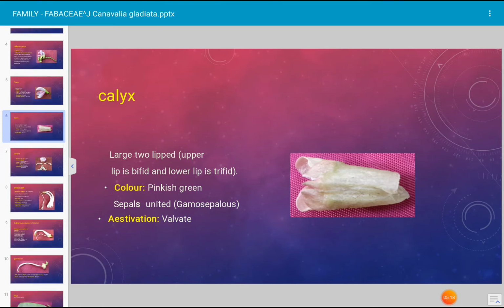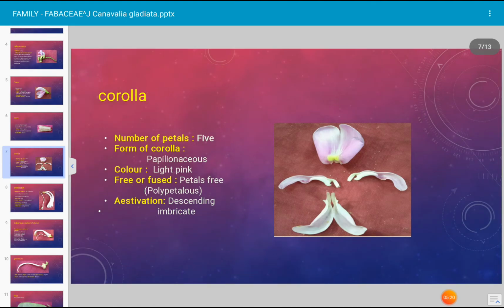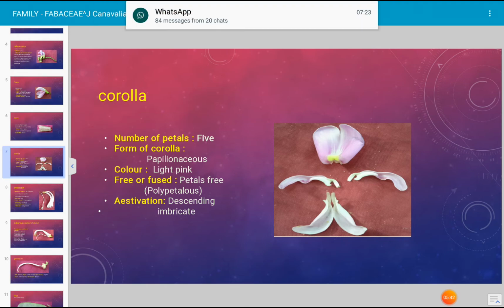and aestivation is valvate because it is gamosepalous. Valvate aestivation is there. Next, this is the corolla of Canavalia gladiata, family Fabaceae. Corolla consists of petals, and there are 5 petals in the corolla. And the form of corolla is papilionaceous form. It is a typical corolla of family Papilionaceae. All the plants included in the family Papilionaceae have papilionaceous form of corolla. It is a characteristic feature of family Papilionaceae.